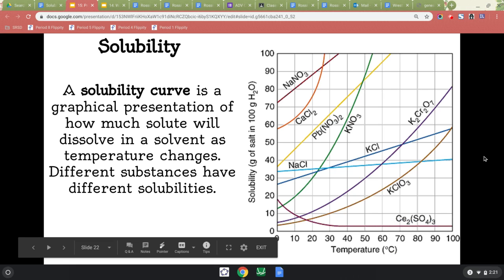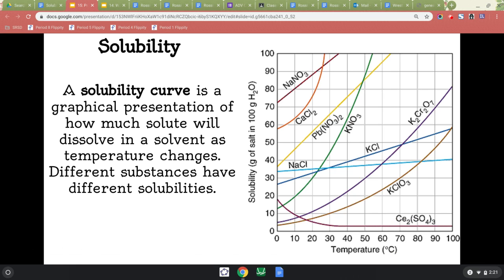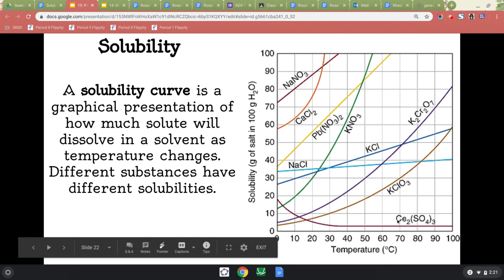Hi guys, today we're going to talk about solubility curves. So we've been talking about properties of solutions, saturated, unsaturated solutions, aqueous systems, all that sort of stuff. And solubility curves are graphical representations of all the things that we've been talking about. So you can see here is an example of a solubility curve graph.